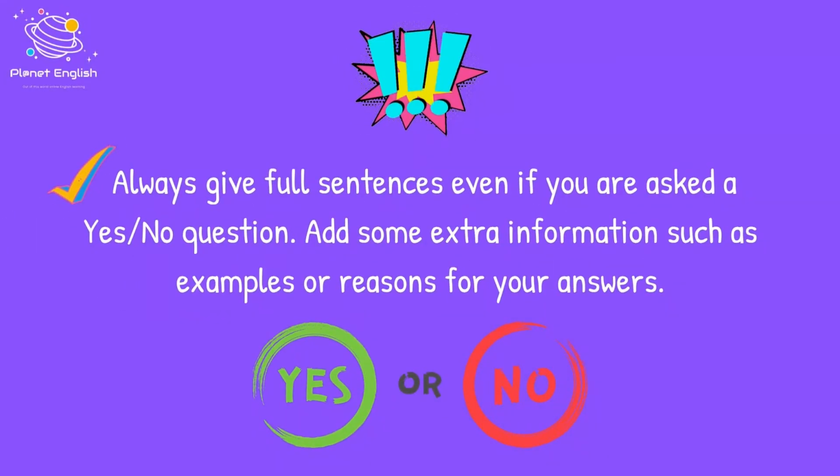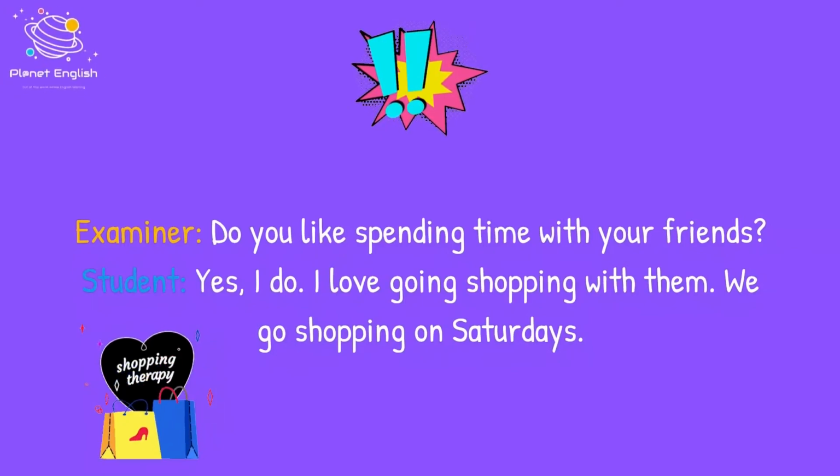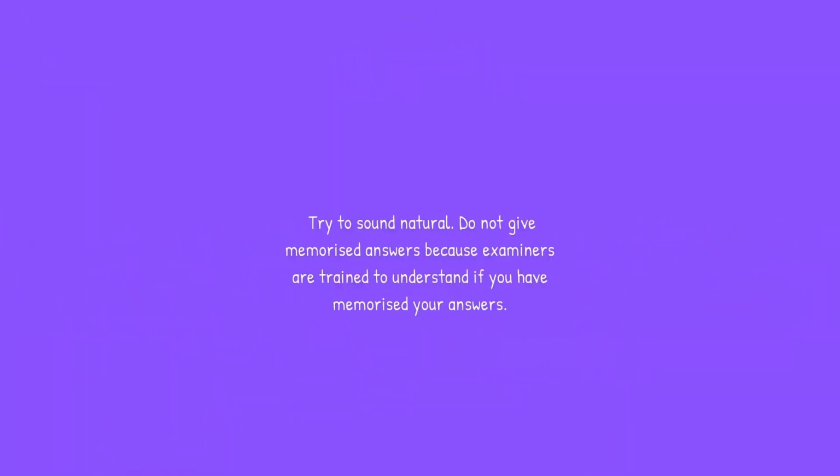Always give full sentences, even if you are asked a yes/no question. Add some extra information, such as examples or reasons for your answers. Here is our example. Do you like spending time with your friends? So you can say, yes, I do. I love going shopping with them. We go shopping on Saturdays. As you can see, extra information has been given here.